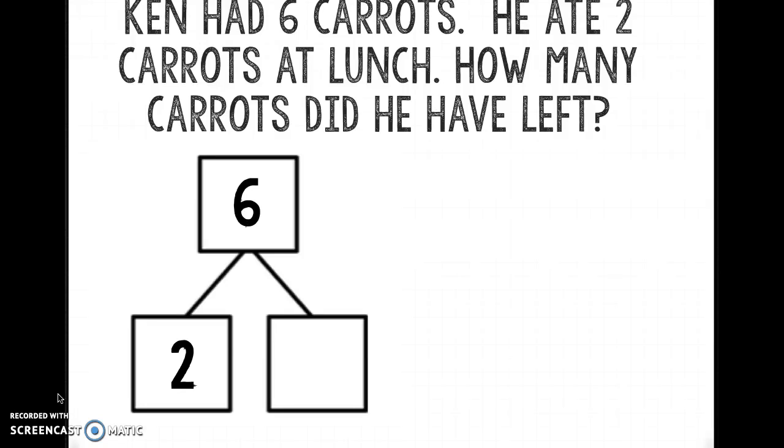This word problem says, Ken had 6 carrots. He ate 2 carrots at lunch, and how many carrots did he have left? I'm going to go ahead and read that one more time for you. Ken had 6 carrots. He ate 2 carrots at lunch. How many carrots did he have left?